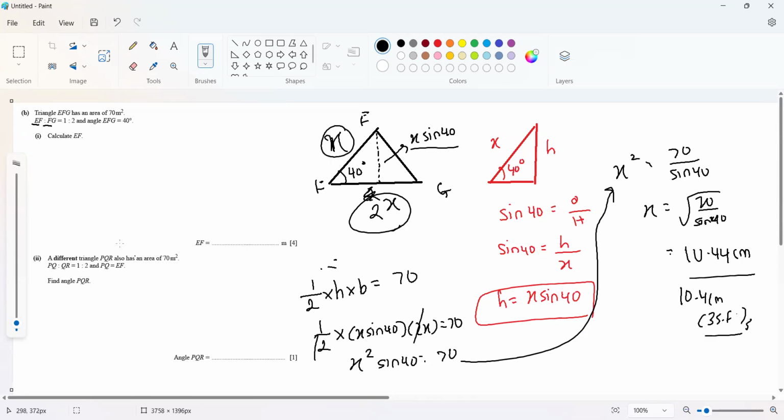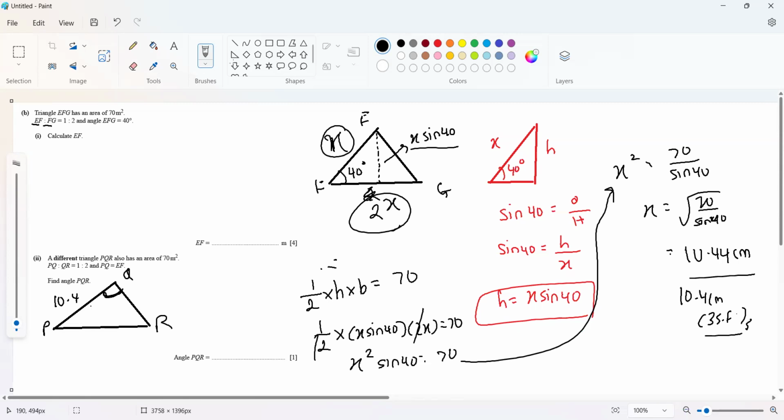So part 2, a different triangle, PQR, also has an area of 70 meters square. PQ ratio QR is 1 to 2. PQ equals EF, so that's from our last question. Now, they ask us to calculate the angle of PQR. So again, it is a different triangle. However, they told us that PQ equals EF, in the sense that this is also going to be 10.4. So this is P, Q, and R. And now they ask us to calculate the angle of PQR. This angle here.